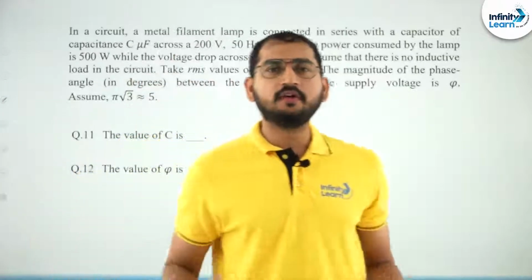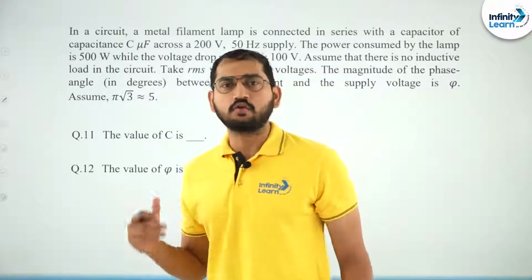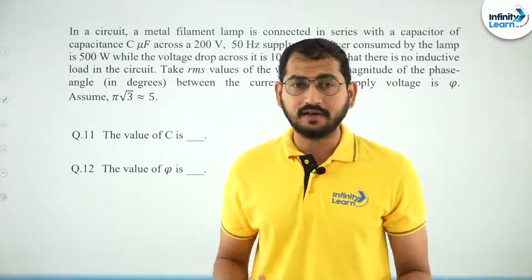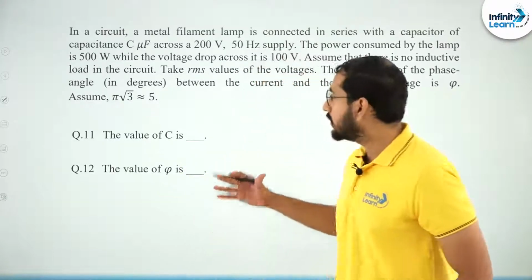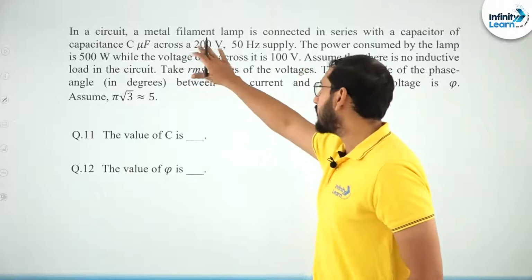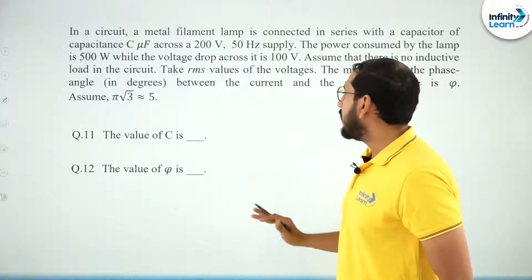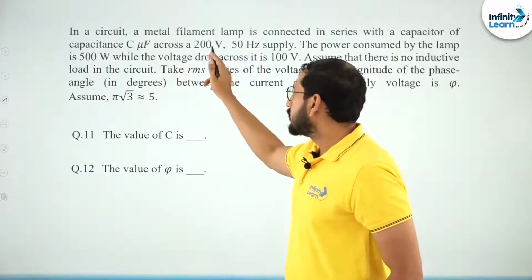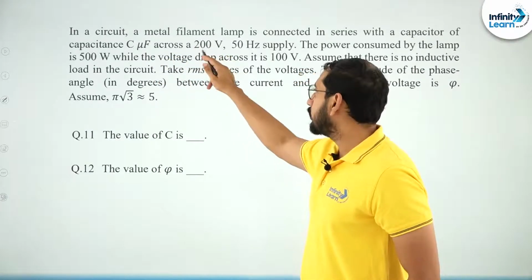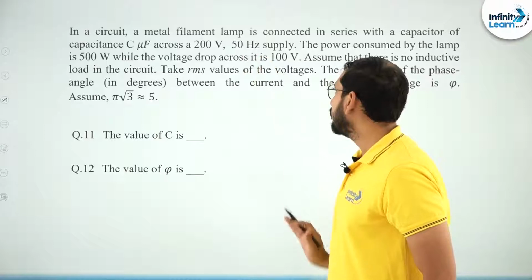So students, moving on to our next question. This question is from the chapter alternating current. Okay, let's go with this question. This question says that we have a metal filament lamp which is connected with a capacitor. Okay, and the alternating source has an RMS voltage of 200 volt with a frequency of 50 hertz.